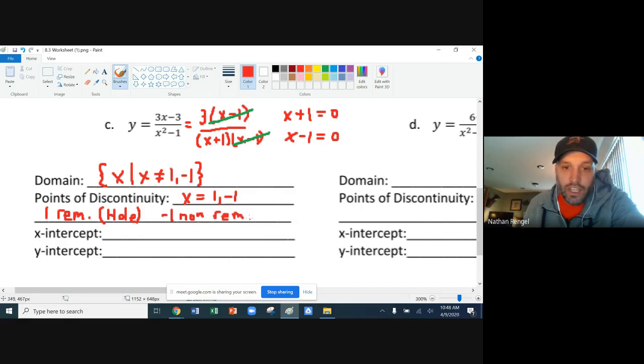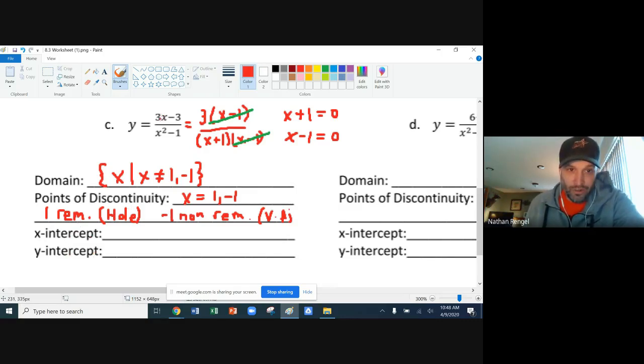So you're just simply looking at, does the factor simplify with something in the numerator that's its exact same factor? If it does, that removes, it's a hole. Non-removable, like we found above there, that's going to mean it's a vertical asymptote. All right, we'll continue then. We'll look at the x and y intercept.